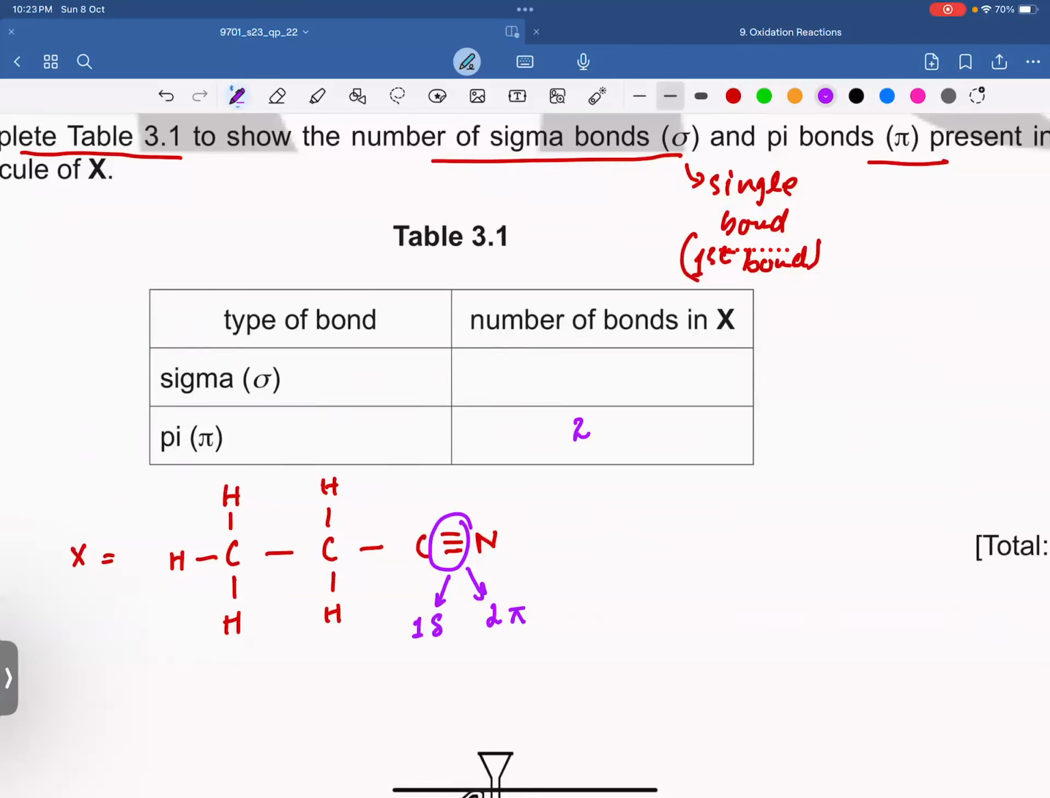Now, how many sigma bonds are here? One sigma bond is here. This is the sigma bond. This is the sigma bond. This is the sigma bond. All of these are sigma bonds. So, how many sigma bonds are here? 7. Count again. There are 8 sigma bonds here, starting from the C triple bond, which has 1 sigma bond, and then there are 7 more sigma bonds, right?